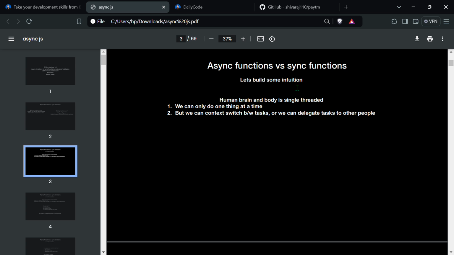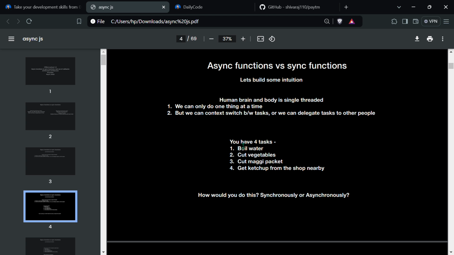Let's build some intuition with this. The human brain and body is single threaded. We can only do one thing at a time, but we can context switch between tasks or we can delegate tasks to other people.